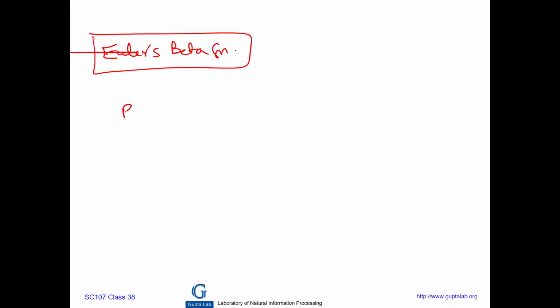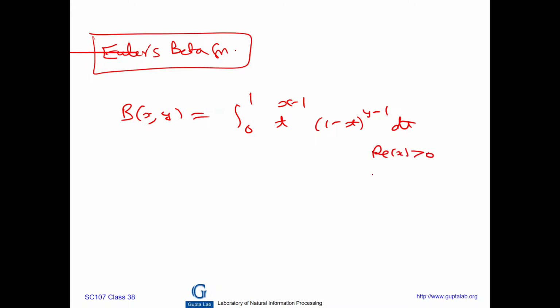Euler's beta function. B of x comma y is equal to the integral from 0 to 1 of t raised to the power x minus 1, times 1 minus t raised to the power y minus 1, dt. Here the real part of x is positive, and actually you can define it for complex values also, right? So this is a beta function. The first property is that beta of x comma y is the same thing as beta of y comma x. These are known as special functions, right?